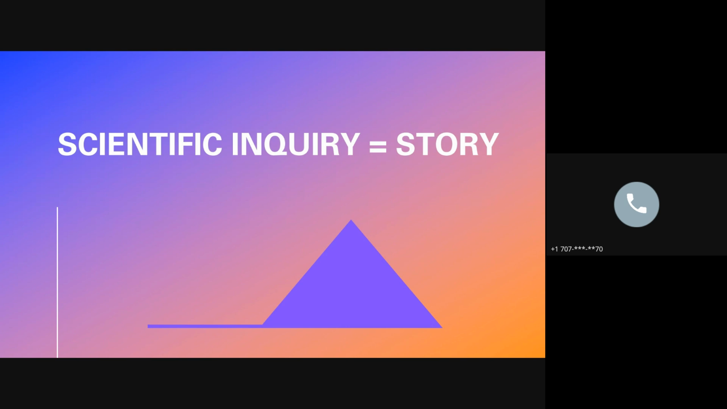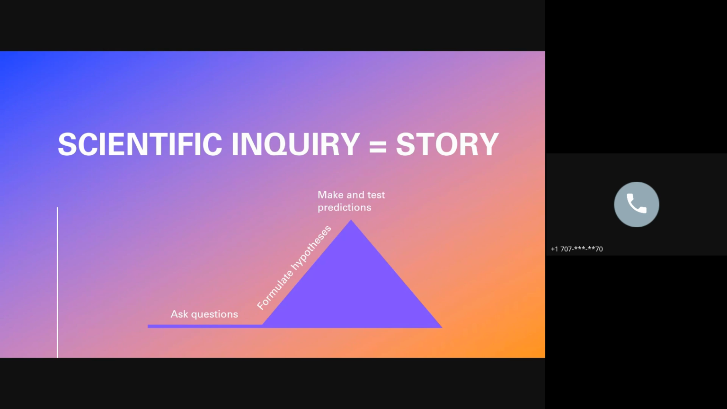So the narrative arc is something that we use in literary studies to plot out the narrative structure of a story. In scientific inquiry, we ask questions. This is the introductory part of the story. Then in the rising tension, as we go up the triangle, we're formulating hypotheses. We're working through the initial stages of the journey.